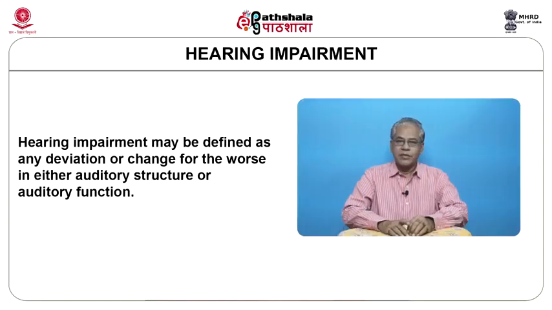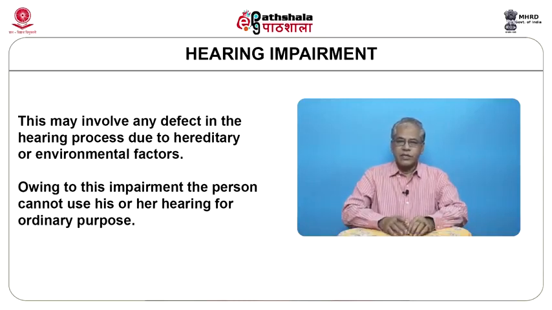Let me describe hearing impairment as one of the sensory impairments. Hearing is a process of detection, discrimination, recognition, and comprehension of sounds. Hearing impairment may be defined as any deviation or change for the worse in either auditory structure or auditory function. This may involve any defect in the hearing process due to hereditary or environmental factors. Owing to this impairment, the person cannot use his or her hearing for ordinary purposes.